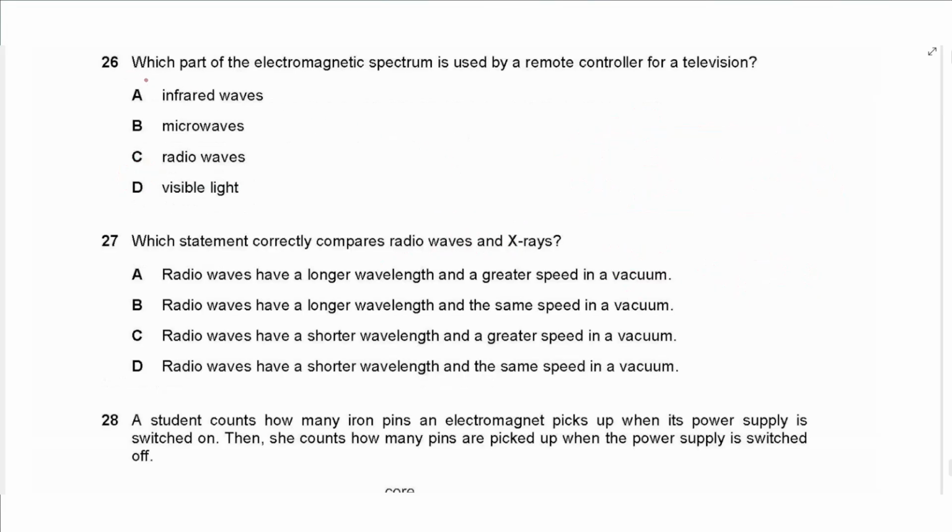Question 26 says which part of the electromagnetic spectrum is used by a remote controller for a television? Remote controllers use infrared waves because they have a long range of frequencies.